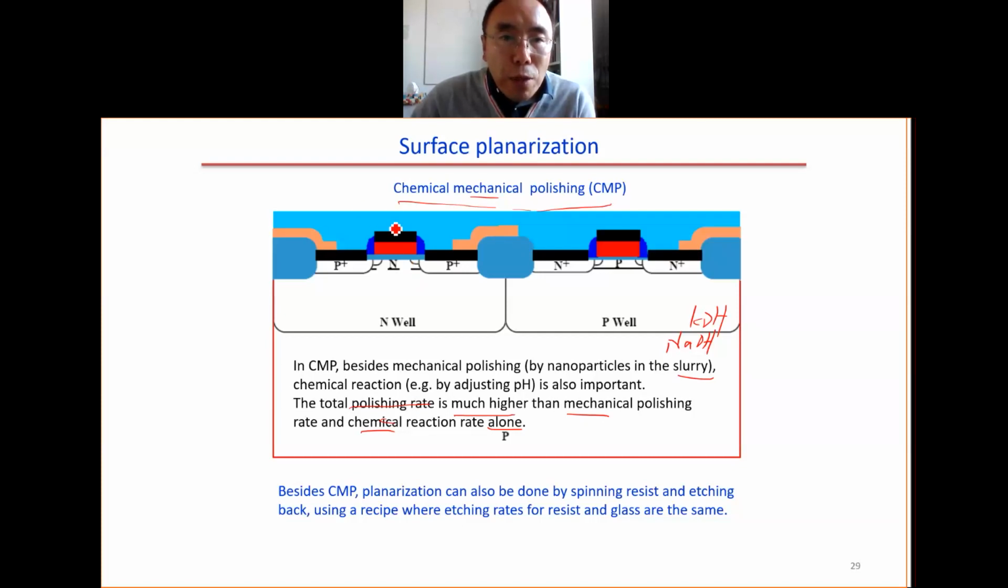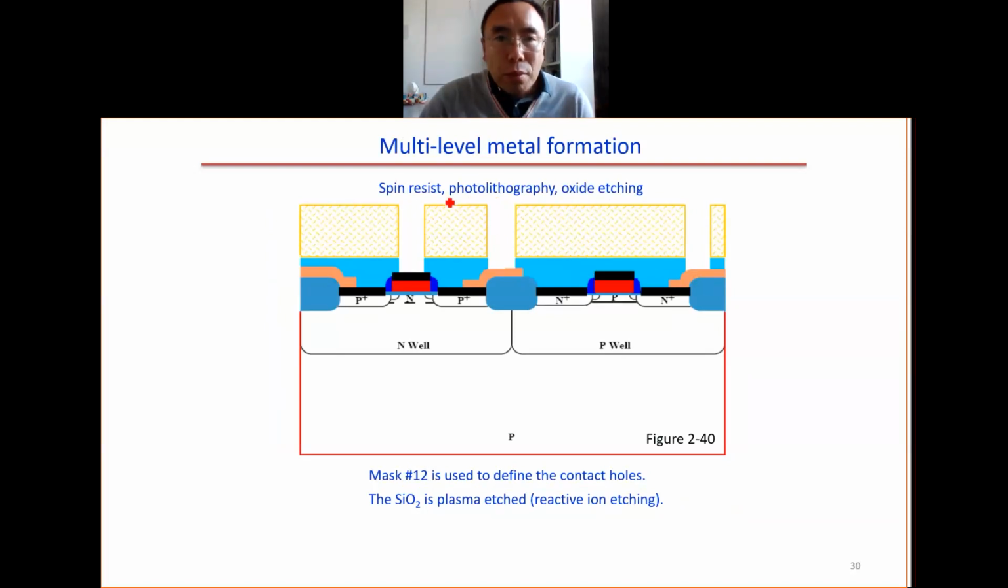So next, we need to etch holes to open the contact. We simply use resist and photolithography, then etch away the silicon oxide to produce the holes. Silicon oxide is etched by plasma etching. We remember we can use this gas to etch silicon oxide, as we talked about previously.